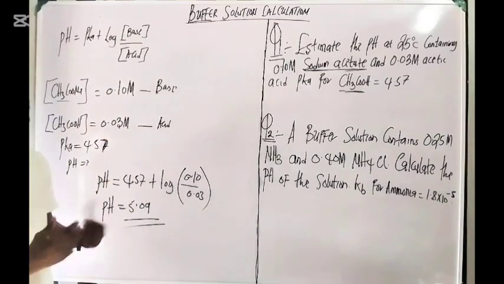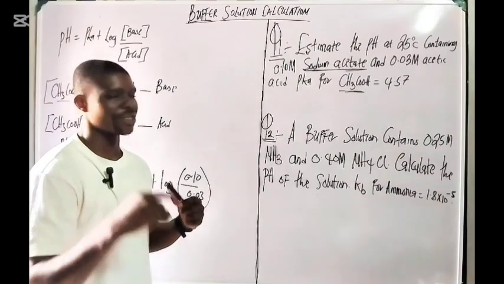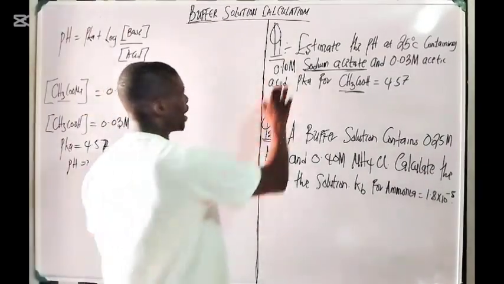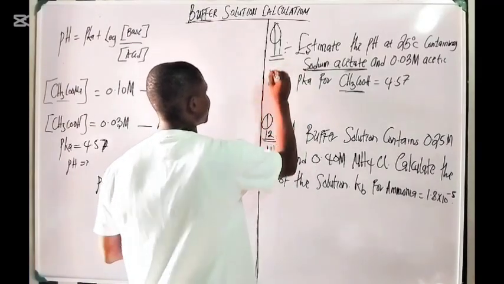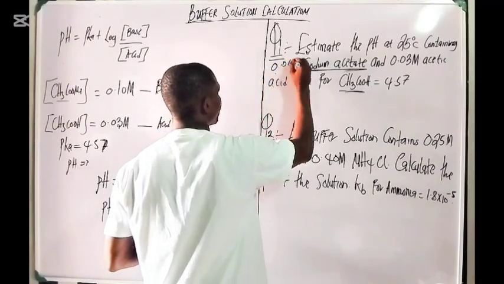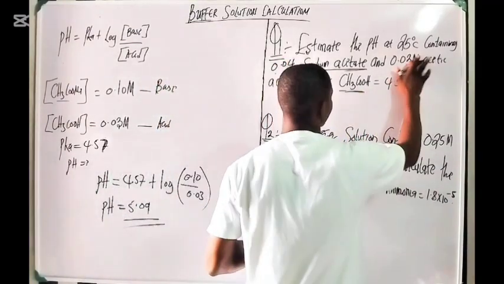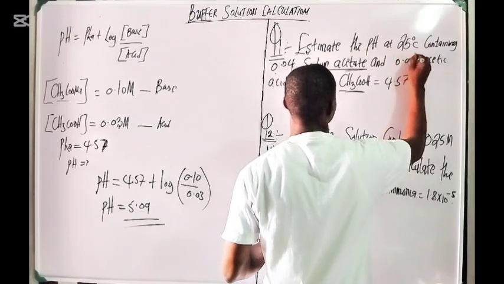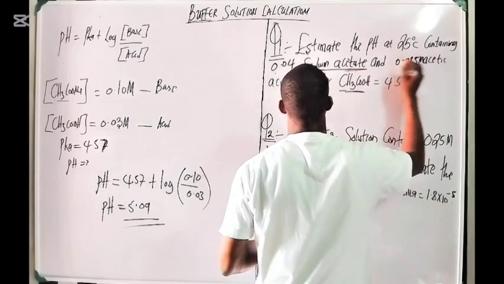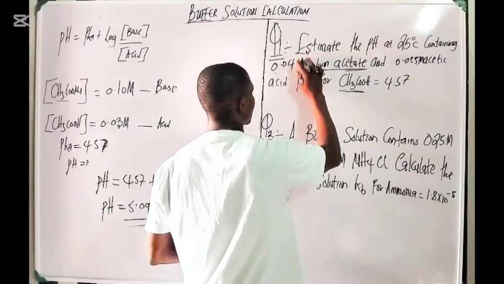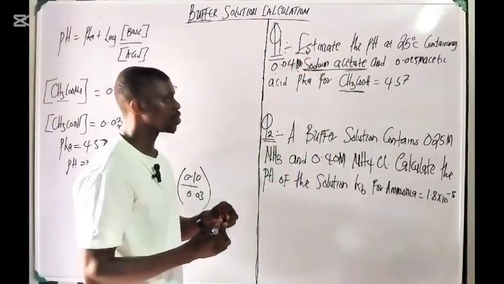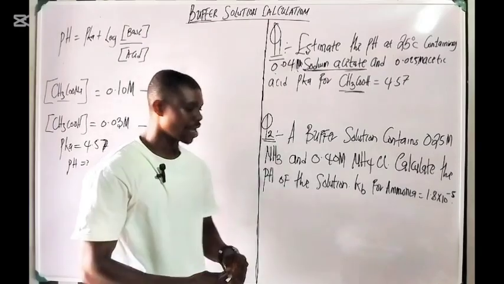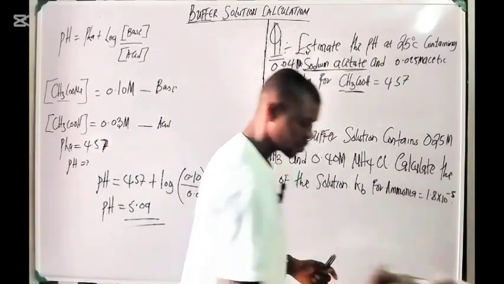Hope you understand. Now let us change the values so that you can try it on your own. Let us say we have 0.04 and 0.025. Let me know what you get. Solve the question and drop your answer in the comment section.